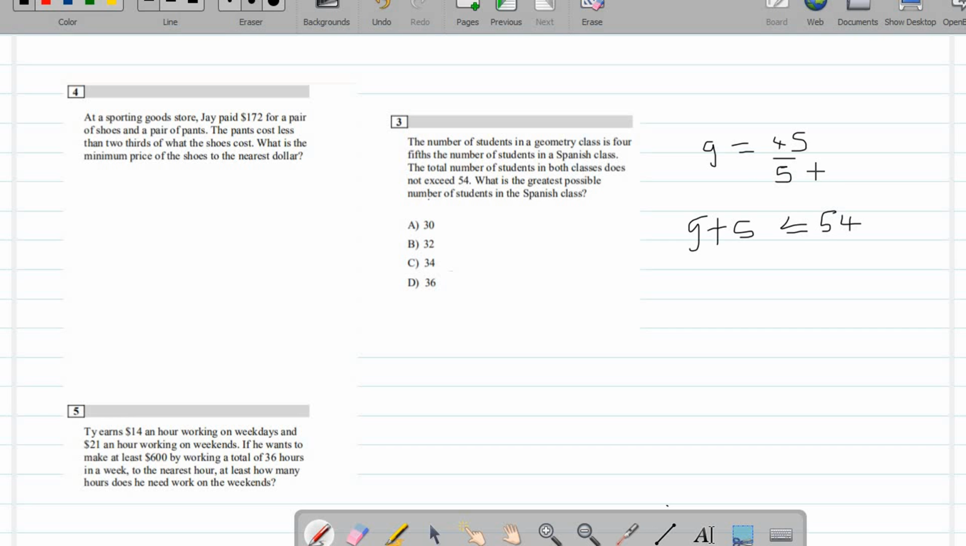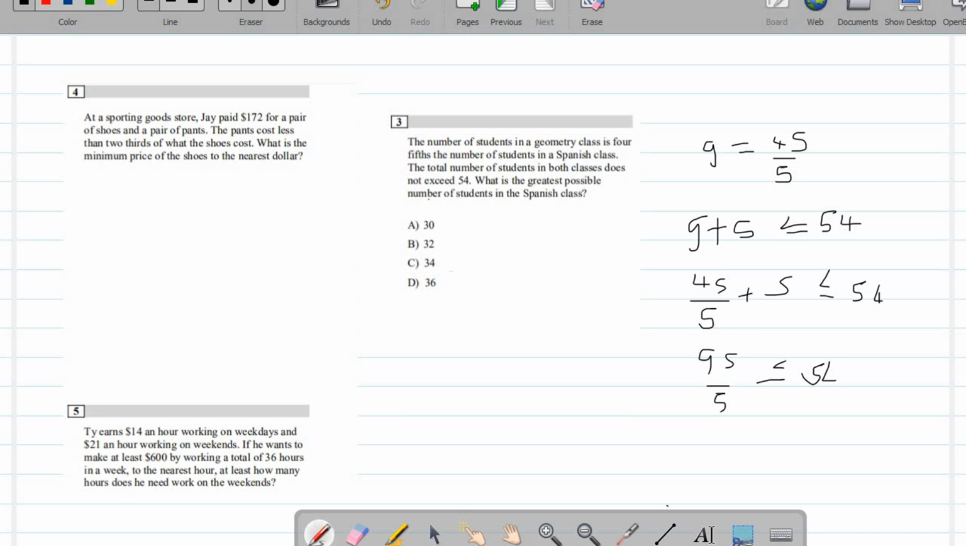So remember, we'll be using geometry. Since geometry is 4S over 5, we're trying to get S. So we drop 4S over 5 in here. We have 4S over 5 plus S is less than or equal to 54. So let's do that real quick. 5S plus 4S, that's 9S over 5, is less than or equal to 54.